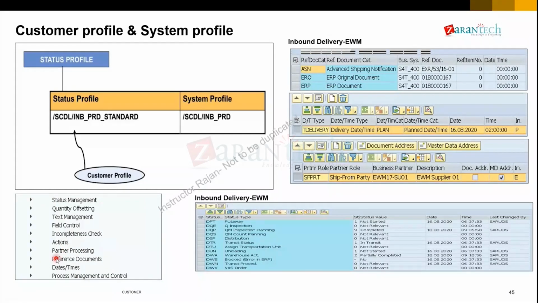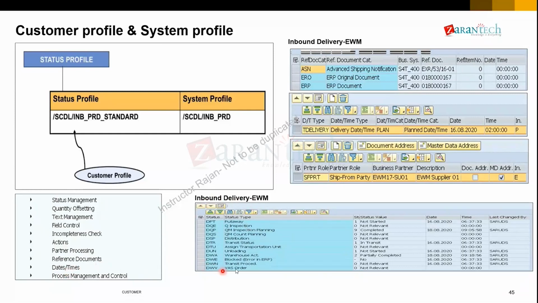Partner processing, again, reference document, which document you want to show in the delivery, the reservation number, or the sales order number, or even the quotation number. Those you can define here. Dates and times are most important as well, especially in the outbound. The planned goods issue time, or the production order start time. So those timestamps will have some correlation in EWM as well.